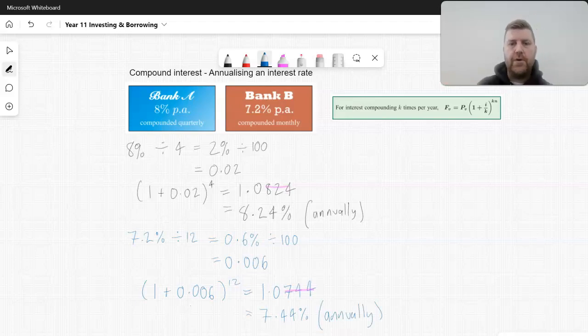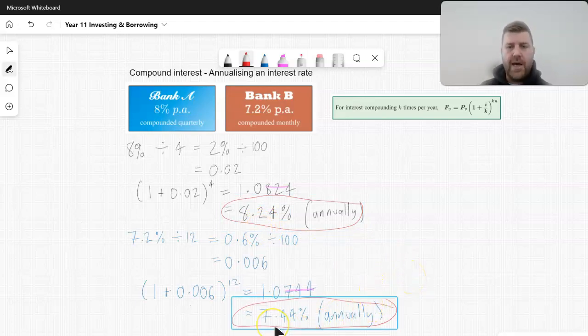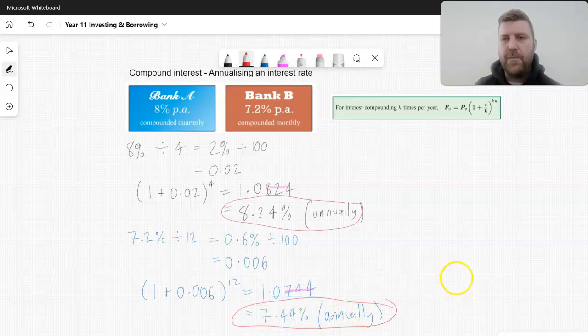All right. So essentially what I've worked out is that 8% per annum compounded quarterly equates to 8.24% annually, and 7.2% per annum compounded monthly works out to 7.44% if it was to be compounded annually. All right, so there I can make a comparison between these two in terms of which one's better. So for example, if I wanted to invest money, I'm looking for one that has a higher interest rate, so I would look to go with Bank A. If I was looking to take out a loan with one of these banks, I would look for the one that has the lower interest rate. In this case, that would be Bank B, 7.44%.